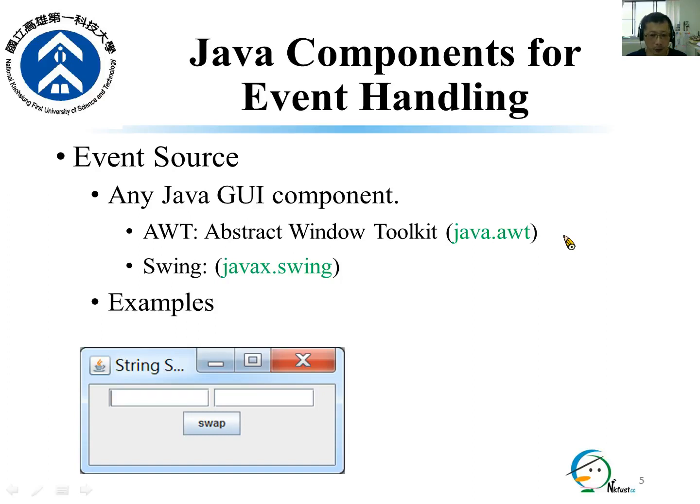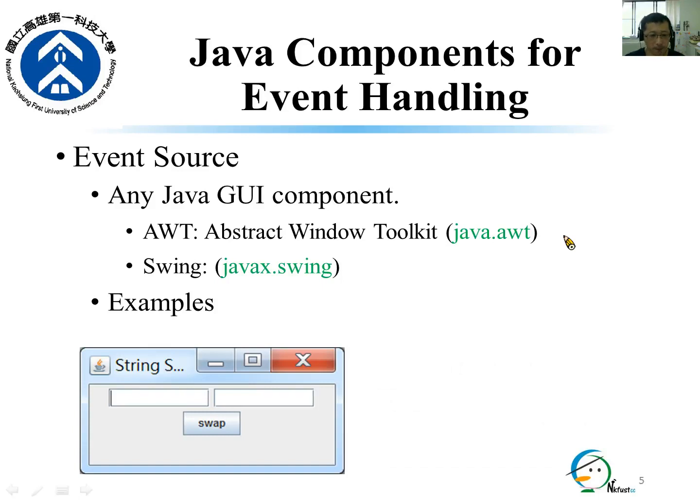For event source, in Java, any GUI component can be used as the event source. In Java, GUI components are defined in AWT and the Swing packages. AWT is short for Abstract Window Toolkit.